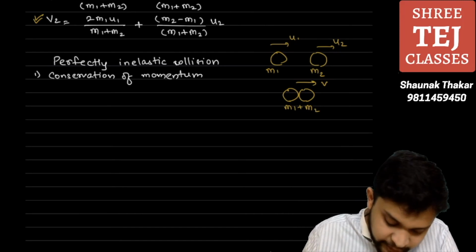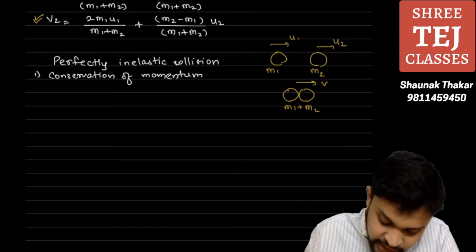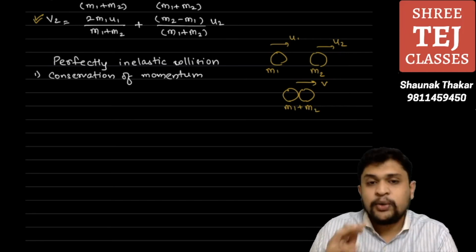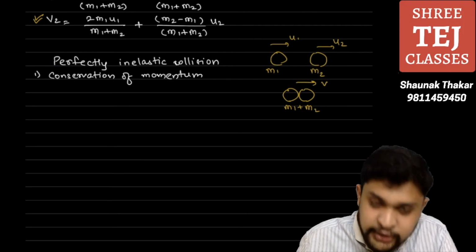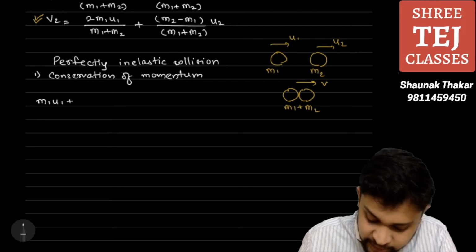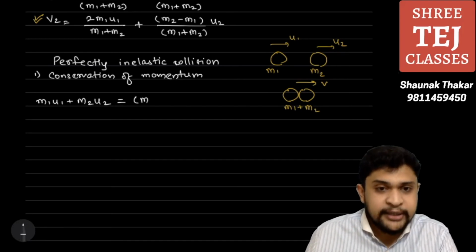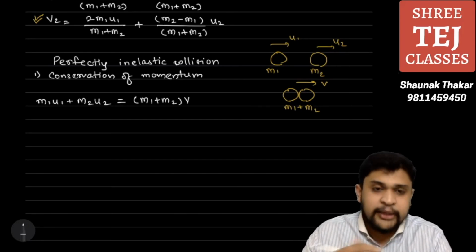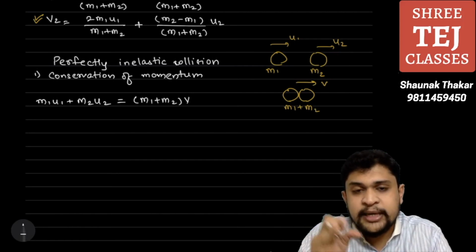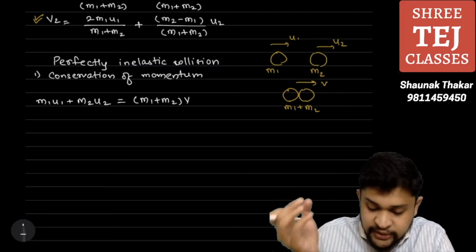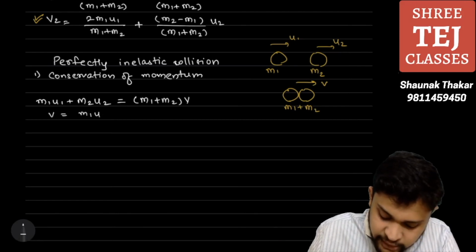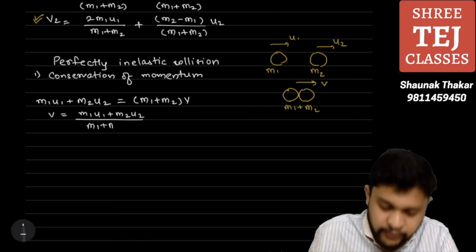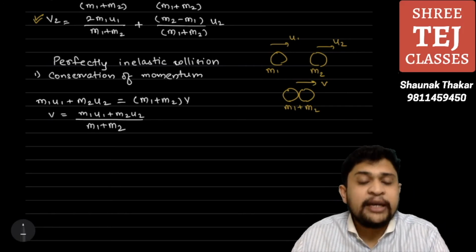So total initial momentum will be m1u1 plus m2u2, that will be total final momentum. So total final momentum is, total mass is m1 plus m2 and velocity is v. So m1 u1 plus m2 u2 becomes m1 plus m2 into v. We just need to find v. So v will become m1 u1 plus m2 u2 divided by m1 plus m2. Extremely easy finding the final velocity.